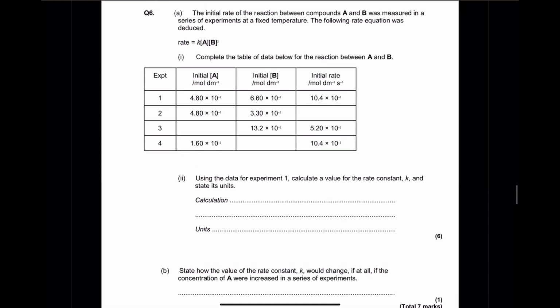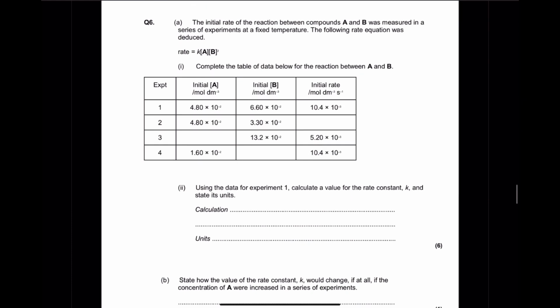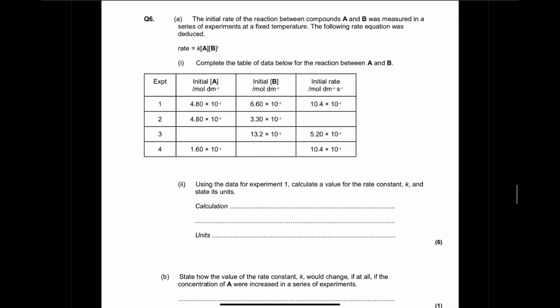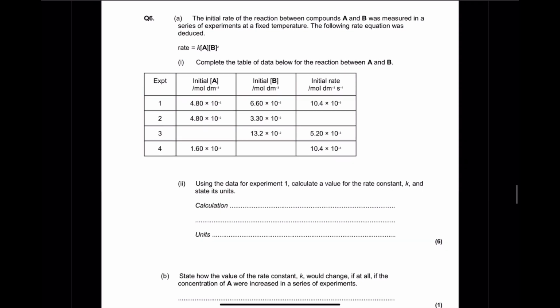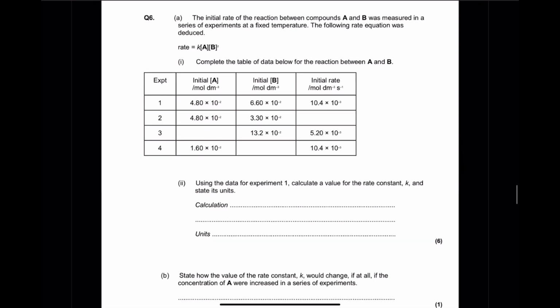Okay, so the initial rate of the reaction between compounds A and B was measured in a series of experiments at a fixed temperature. The following rate equation was deduced: R is equal to K[A][B] squared. So they've actually given it to you here, they've already given you the rate equation. You complete the table of data below for the reaction between A and B. So you want me to complete the table, fine. And then part 2 of the question: I need to work out the rate equation though. Using data for experiment 1, calculate a value for rate.